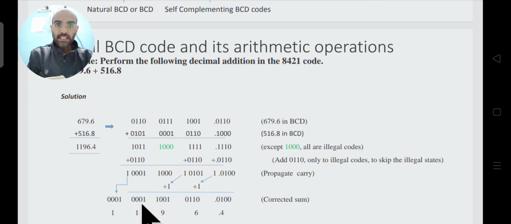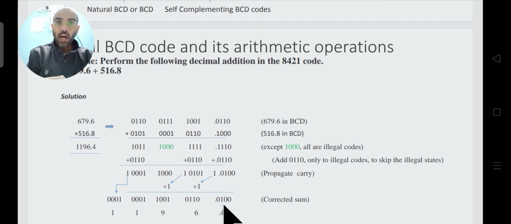So we check whether this is a valid state or not. If this is a valid state, we will keep it as it is and won't do any further step. But if it is an illegal state, then we again have to add 6 to it to skip the illegal state. That is the reason. Okay, this is also legal. So this is also a legal code. This is also a legal code. This is also a legal code. This is also a legal code.